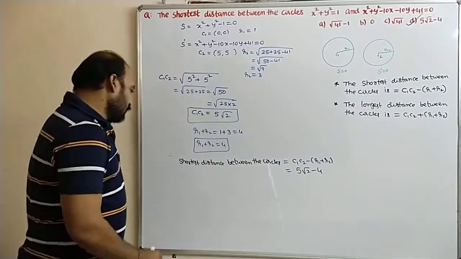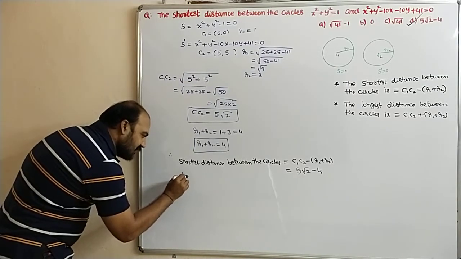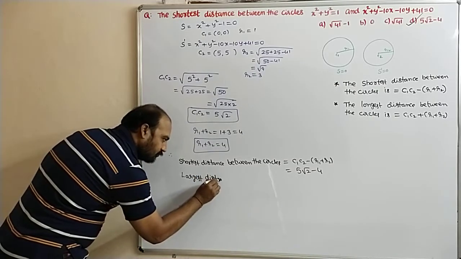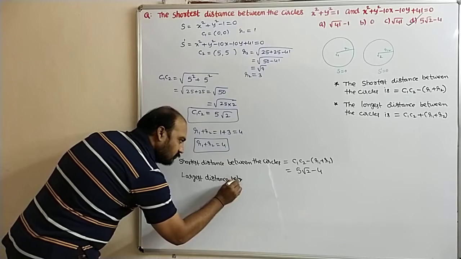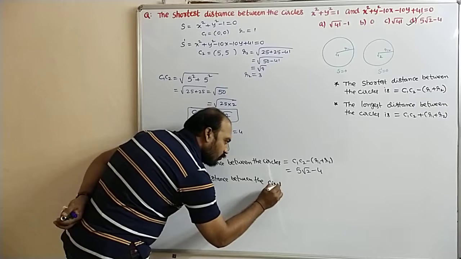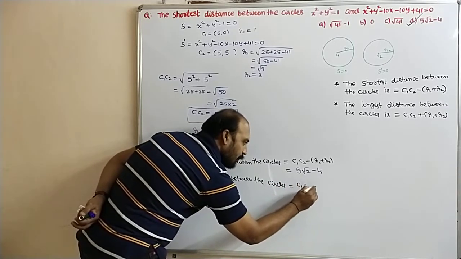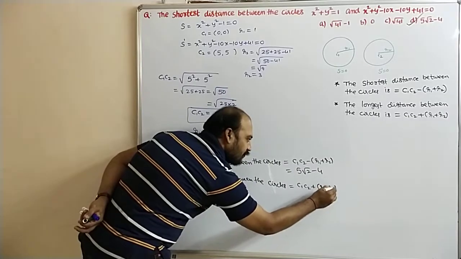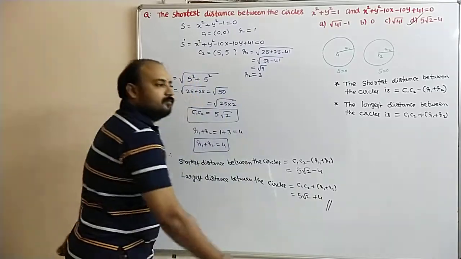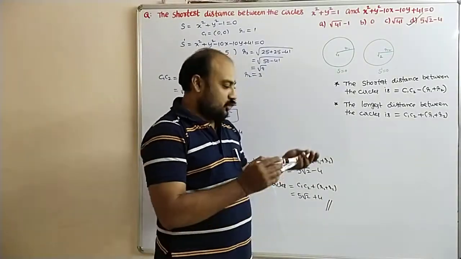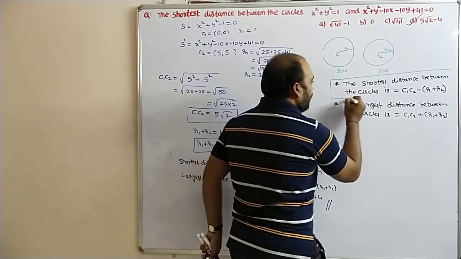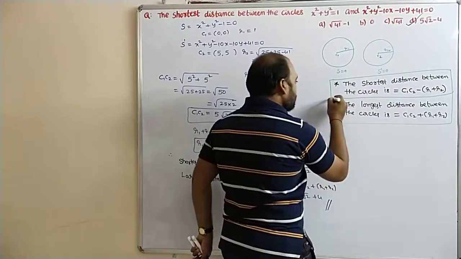But an extra question also, longest distance or largest distance between the circles is C1 C2 plus (R1 plus R2), which is equal to 5 root 2 plus 4. You have to remember these two shortcut formulas regarding shortest distance and longest distance between the circles.